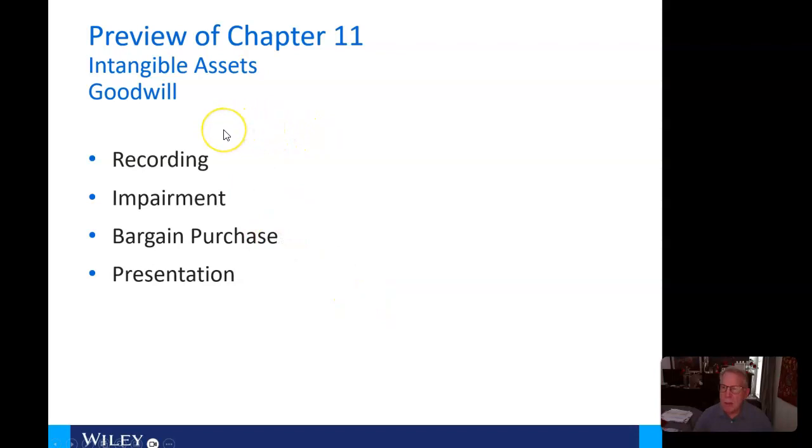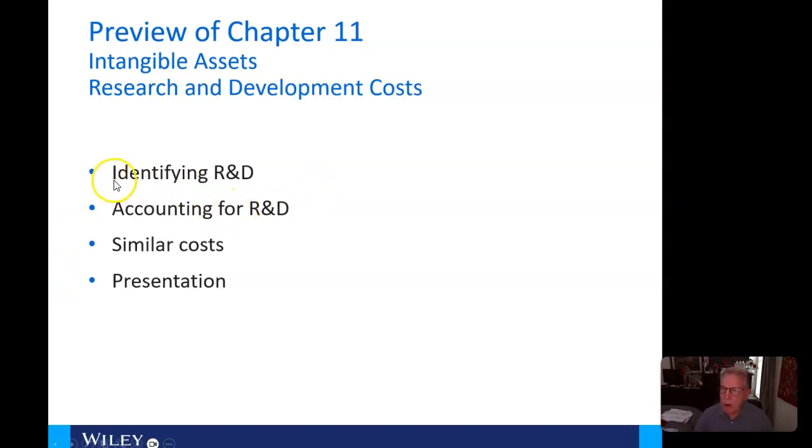We'll spend a little time in this chapter looking at a specialized intangible asset called goodwill, how we record it, how we impair it if it needs impairing, how we might have a bargain purchase, and how we present it. R&D costs, yet another kind of intangible asset, specialized, and here we'll be identifying R&D, accounting for R&D, similar costs associated with research and development, and finally our presentation.